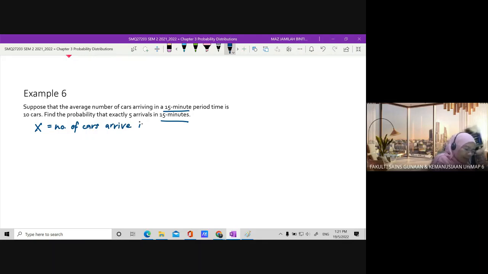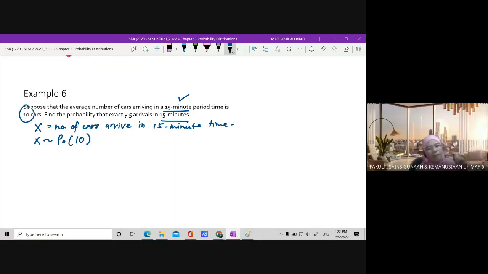In 15 minutes time. So this will be your definition of your random variable X. And this X follows Poisson. Why? Because we are talking about an interval of 15 minutes period of time. So Poisson with mean equal to how many? 10 cars. So within 15 minutes, 10 cars arrive. Is it correct? Suppose that the average is 10 cars. Find the probability that exactly 5 arrive, P(X equal to 5).